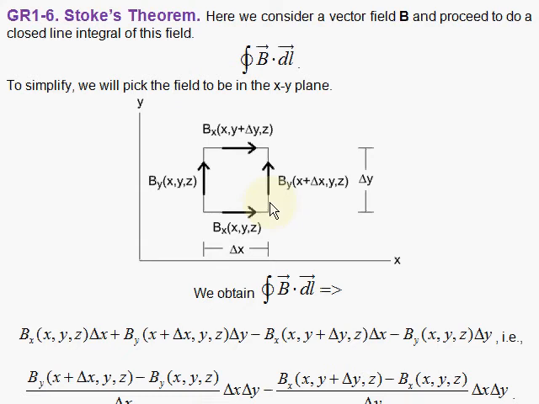General Relativity, Chapter 1, Section 6, the Stokes Theorem. Now, we are doing a little detour here from our General Relativity class so we can get a nice foundation in some basic concepts in theoretical physics.